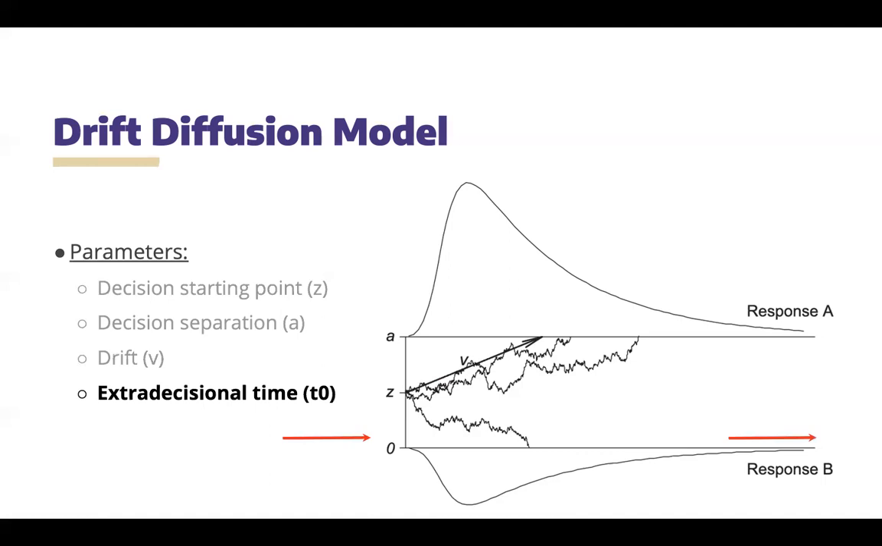Finally, we were able to extract T0, or the extra decisional component, which is representative of all processes not directly part of the decision-making process, such as stimulus encoding, the motor component, or the time it takes for a participant to orient to the probe.